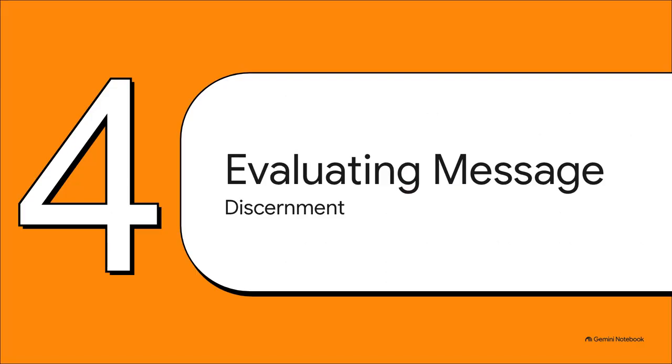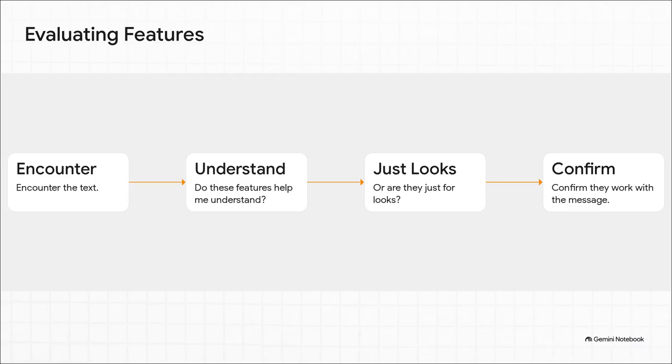Section 4, Discernment, Evaluating the Message. So, the absolutely crucial point here is keeping a simple 4-step mental checklist handy every single time you read. Step 1, you encounter the text. Step 2, you pause and ask yourself, do these charts, headings, and fonts actually help me understand the topic? Step 3, you ask the critical question, or are they just for looks? Are they just flashy distractions?